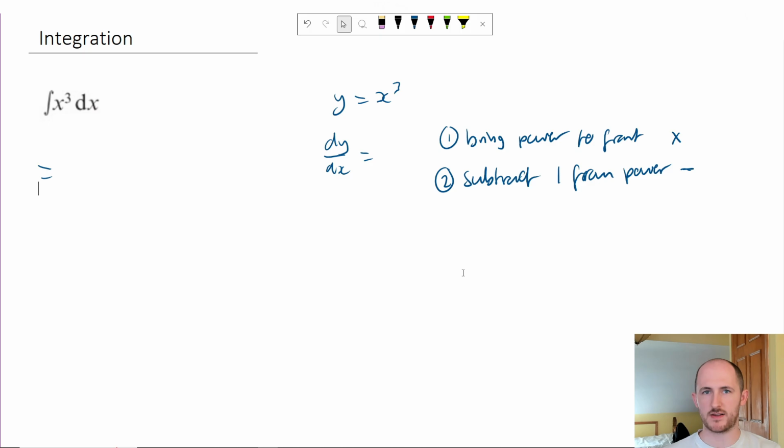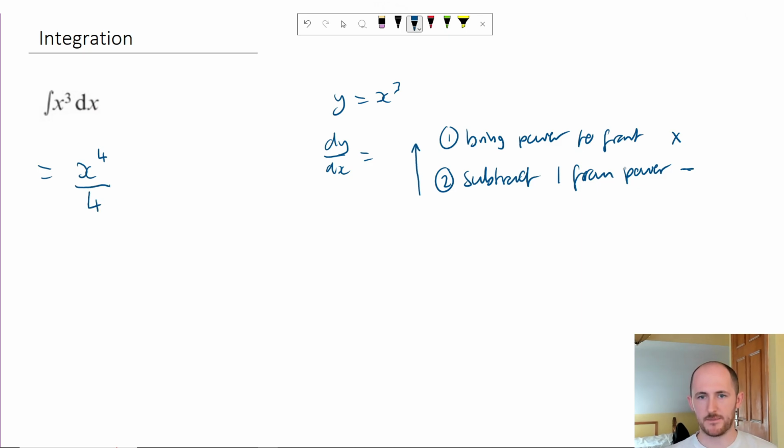When you invert something, you also work backwards. So you're starting from step 2 and doing the opposite. So you're not dividing by the power and then adding 1. Instead, you're adding 1 to the power. So that would be x to the power of 3 plus 1, so 4. And then, what's the opposite of multiplying by the new power? You divide by the new power.